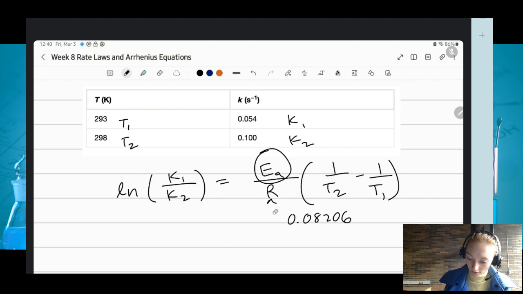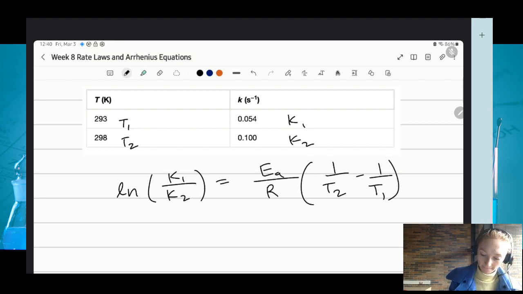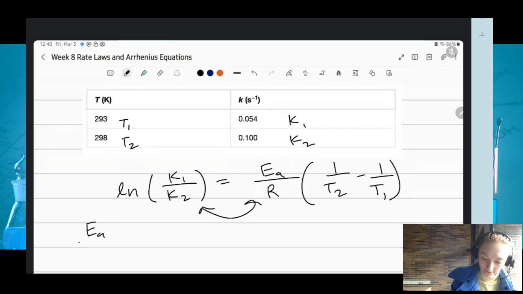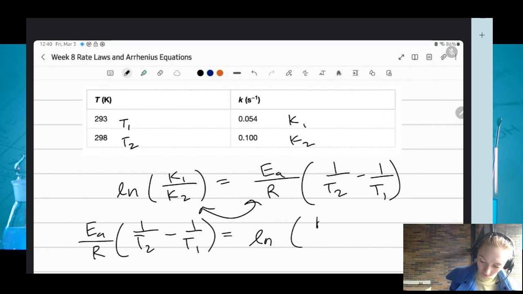So the activation energy is on the right again. I'm going to switch it over and put it on the left. So I'm just going to switch everything around. So swap the sides. So when I solve for it, it's going to be on the left. Okay, now I've swapped everything.